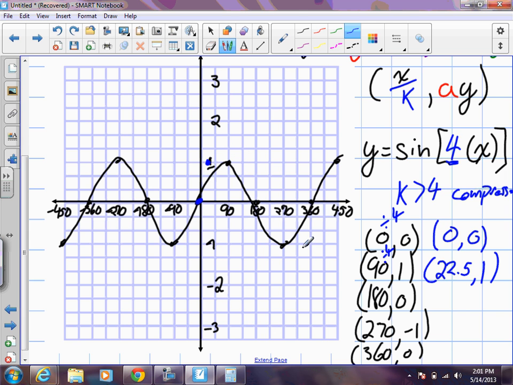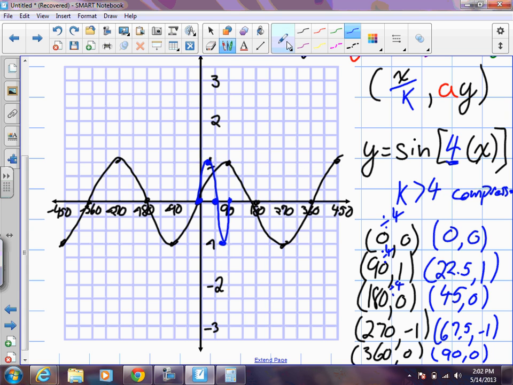Then we're going to take 180 and divide it by 4. Anyone know what that's going to be? 45. That's right, it is 45. So 45 and 0. So this 180 now goes to 45, which is here on a graph. Okay? 270 divided by 4 is 67.5. That's right. So we're going to be at 67.5 and negative 1, which will be roughly here. And finally, 360 divided by 4 is 90. 90 and 0.